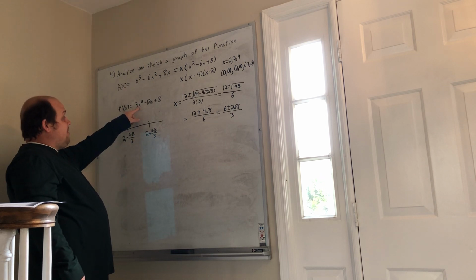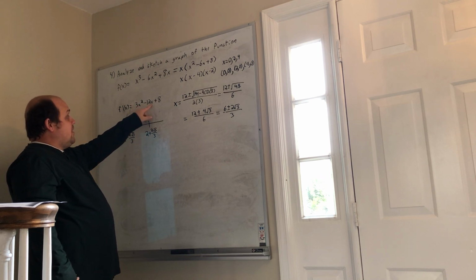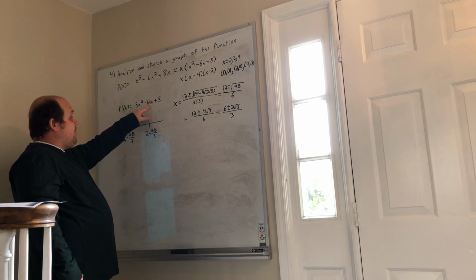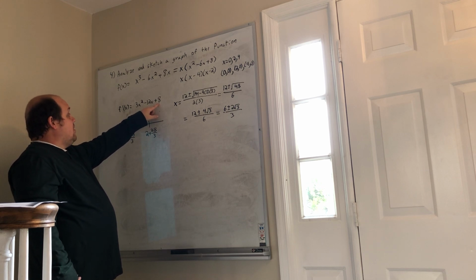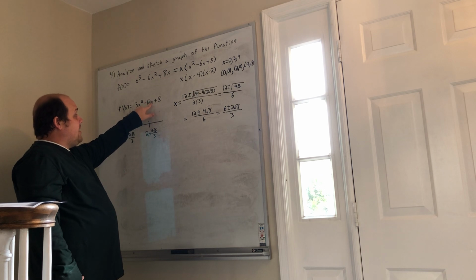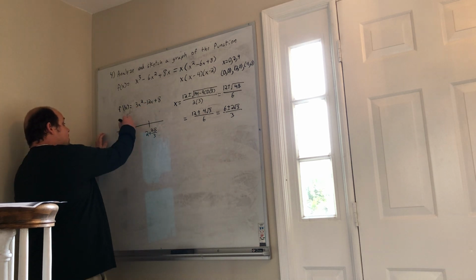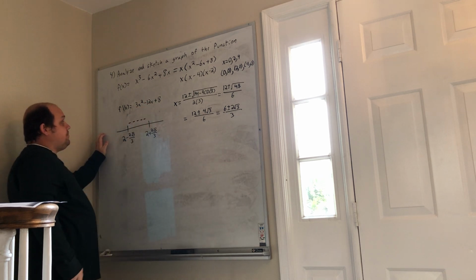If I put 2 in here, I get 4 times 3 is 12. 2 in here, I get negative 24 plus 8. 12 plus 8 is 20, minus 24 is negative 4, so this whole region is negative.